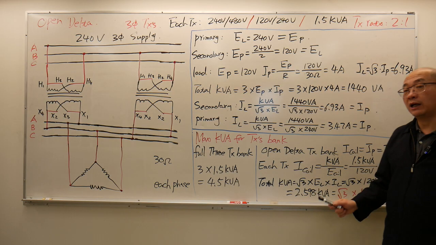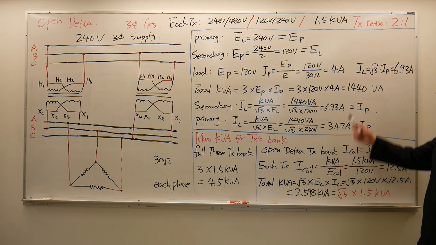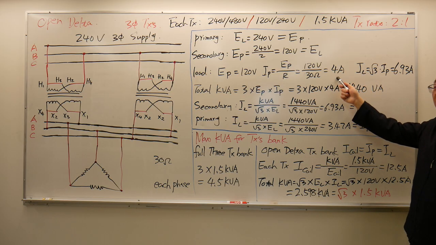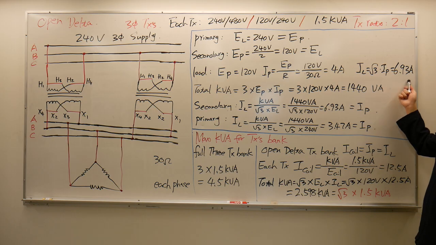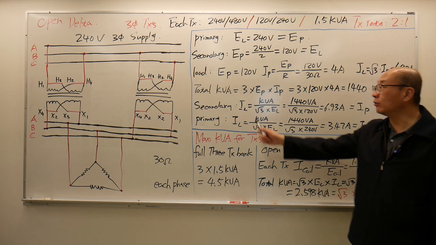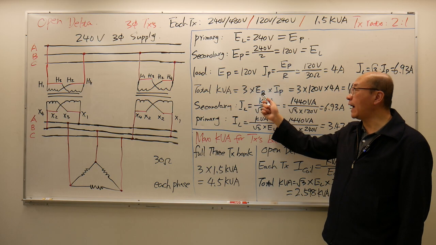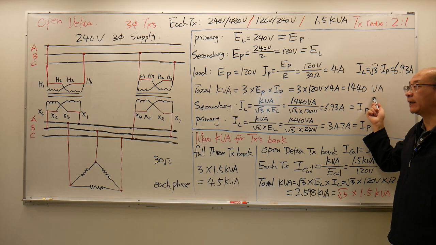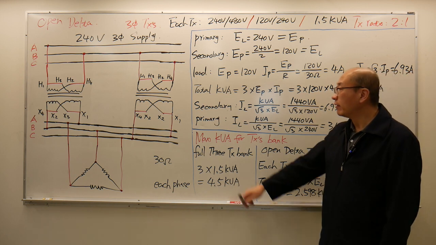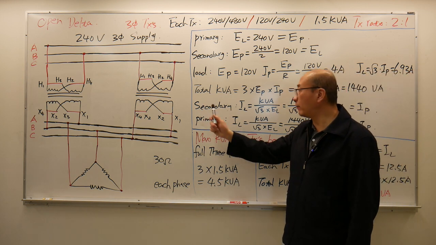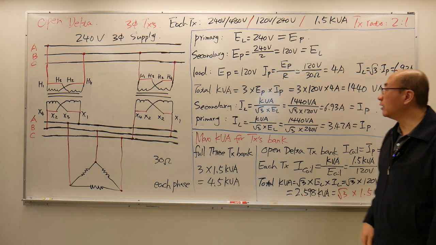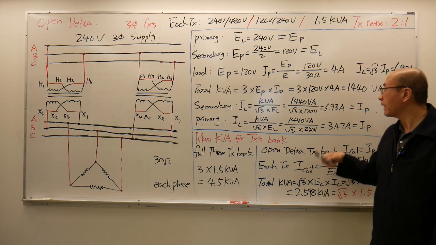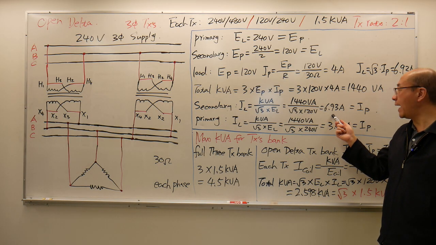For the load, it's a delta load, so the load line current will be √3 higher than the load phase current. I calculate 6.93 amps. For the total kVA of the load, 3 times E phase times I phase, it's 1440 VA. So for the secondary transformer, the line current is going to be the total kVA divided by √3 divided by E line. Calculate 6.93 amps.